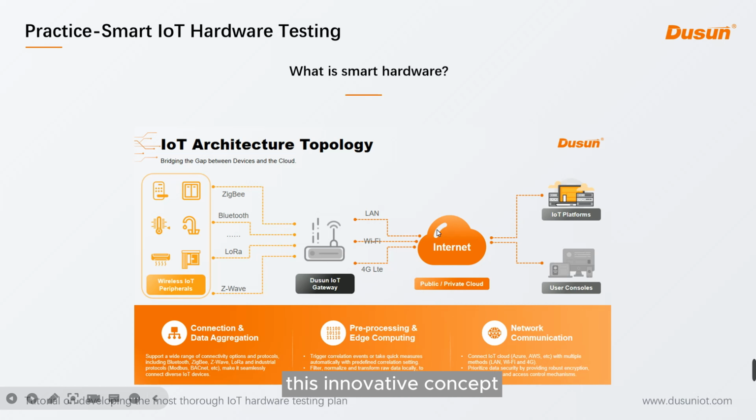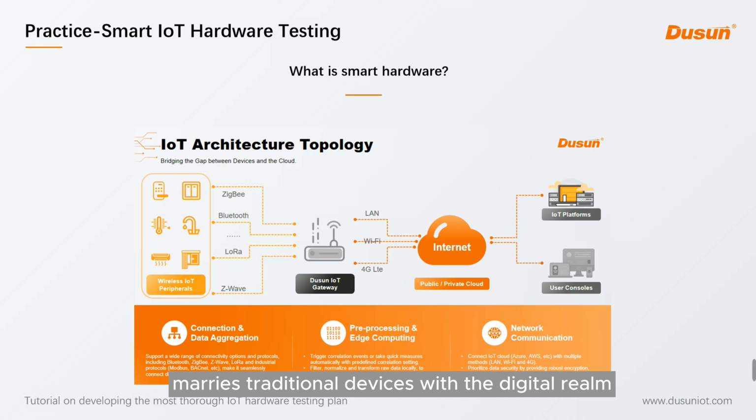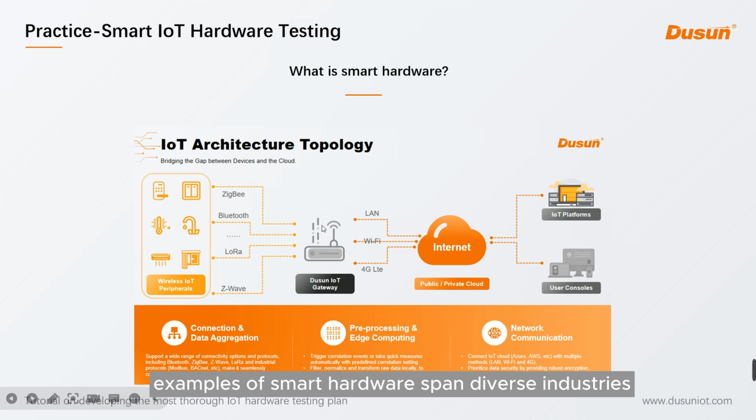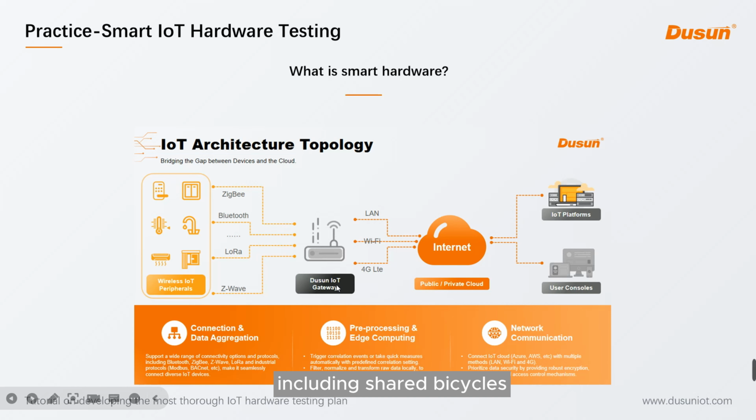This innovative concept marries traditional devices with the digital realm, connecting them to the internet and facilitating control through dedicated mobile software apps. Through this integration of software and hardware, smart IoT devices enable remote control and imbue intelligence into everyday objects. Examples of smart hardware span diverse industries, including shared bicycles, smart speakers, smart gateways, smart sockets, and more.